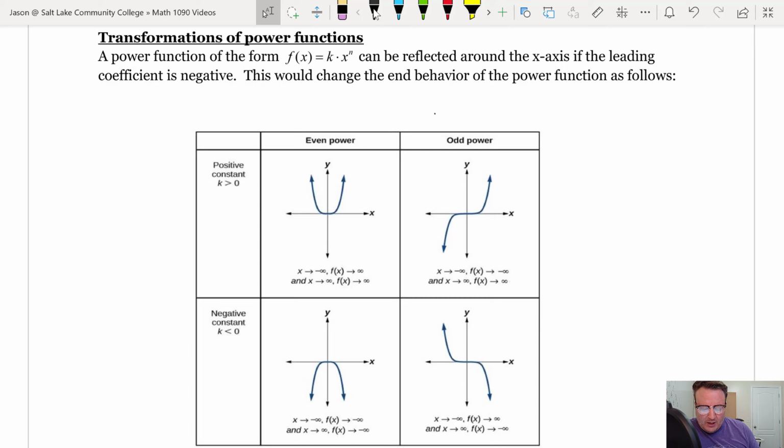Okay, so there's 4 possibilities because there's 2 possibilities for the power. It could be even or odd, and then the coefficient. It can't be 0, else it wouldn't be the leading term. So we just consider the cases where the coefficient k is either positive or negative. And so that leads us to these 4 possibilities where we have an even power function with a positive constant.